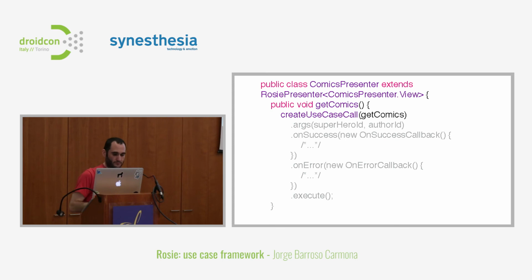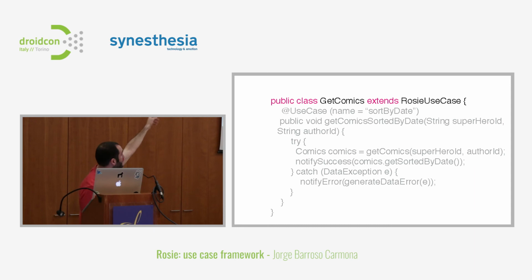If you check this, you don't know anything about threads, about handlers, about UI. It's all out of your concern. The framework does all this for you, okay? If I want to use a use case, you can do it by composition, but you have the RosieUseCase method that you can use. If you want to invoke a method, you say, okay, this method is a use case.